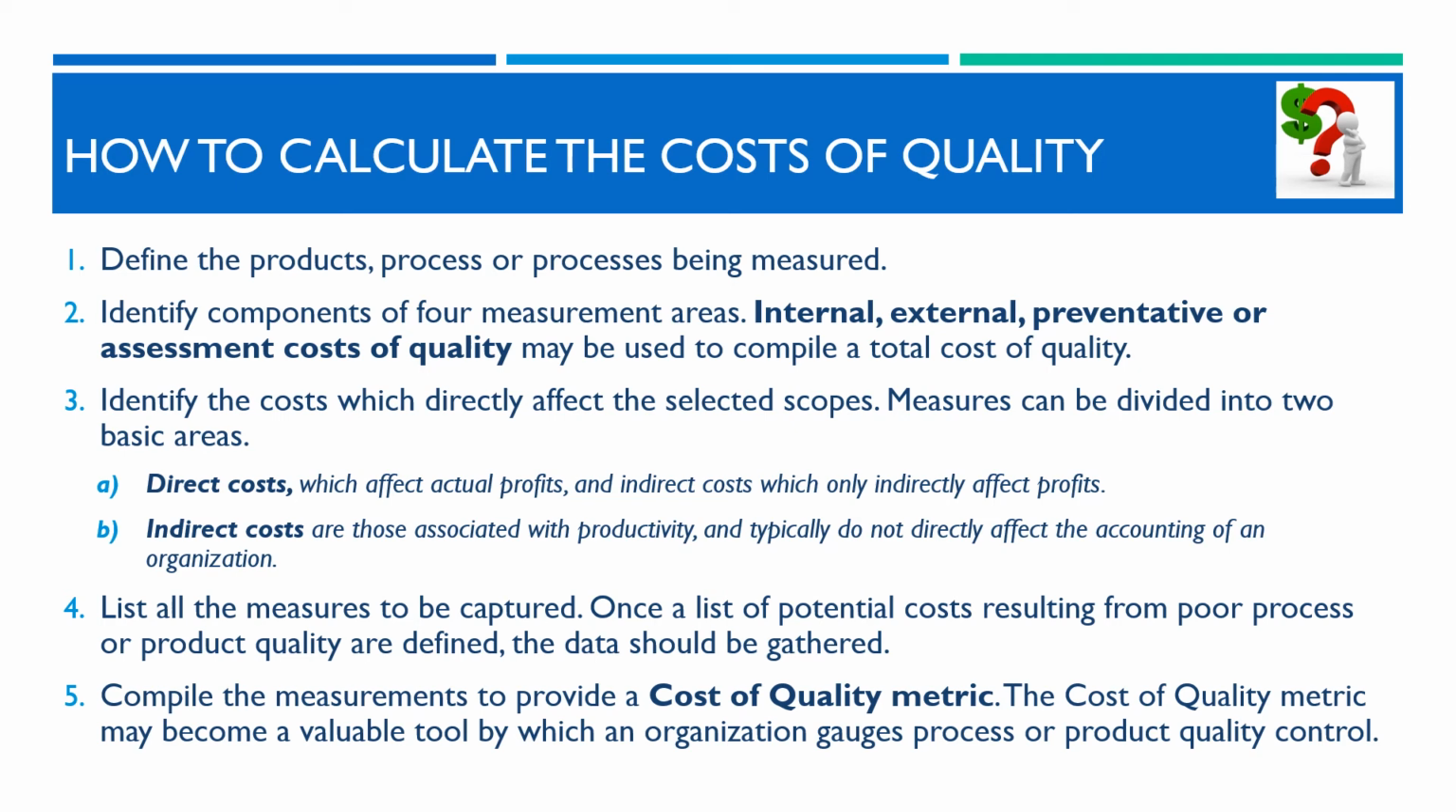List all the measures to be captured. Once a list of potential costs resulting from poor process or product quality are defined, the data should be gathered. Finally, compile the measurements to provide a cost of quality metric. The cost of quality metric may become a valuable tool by which an organization gauges process or product quality control.